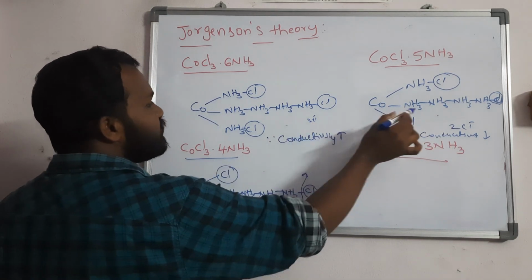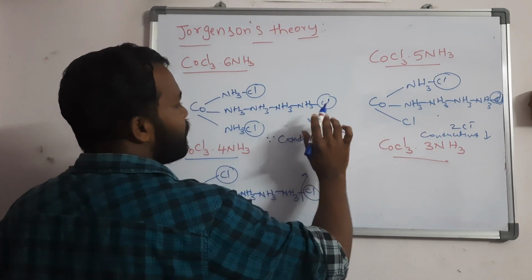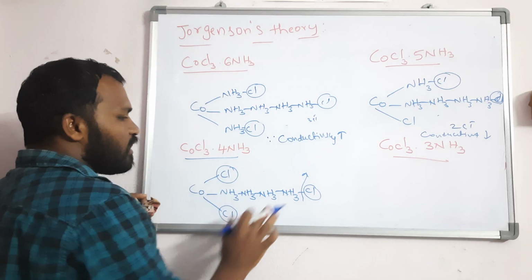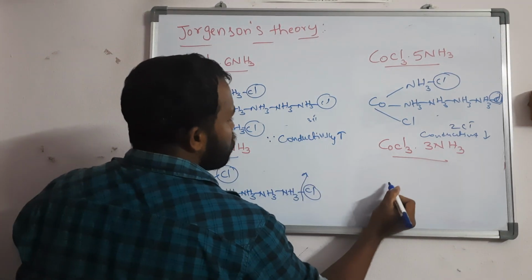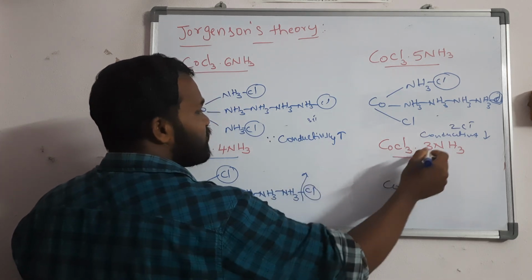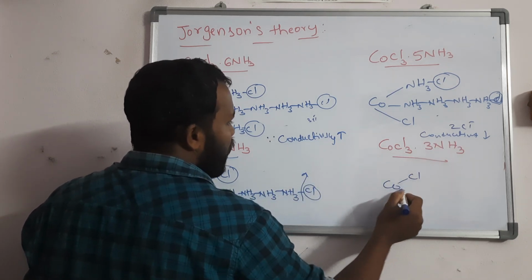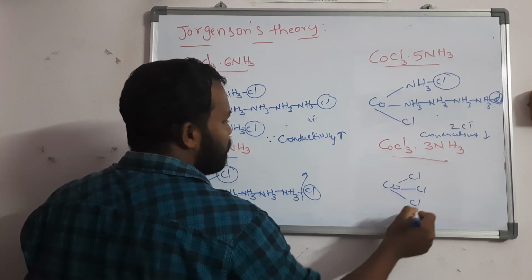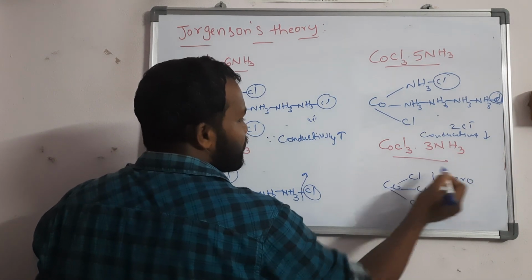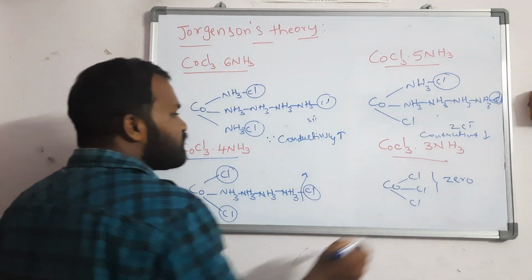So the conductivity is more for this compared to this. This is very less compared to this. Now if I take cobalt chloride CoCl3 3NH3, all the chlorides should be directly bonded to the metal. Hence the conductivity is 0. So the measured conductivity is 0.